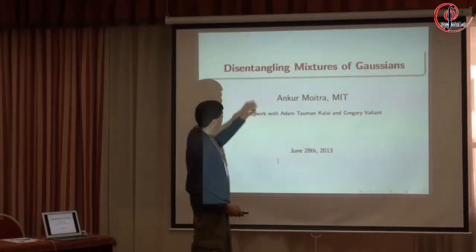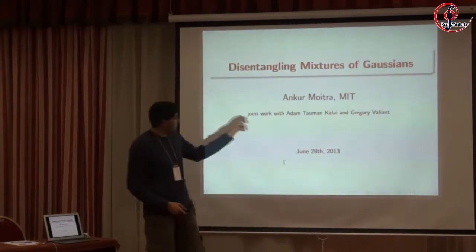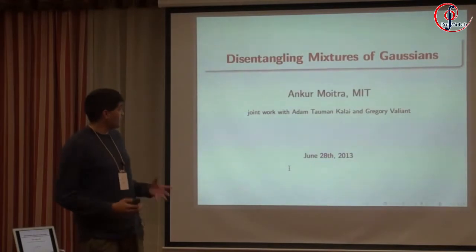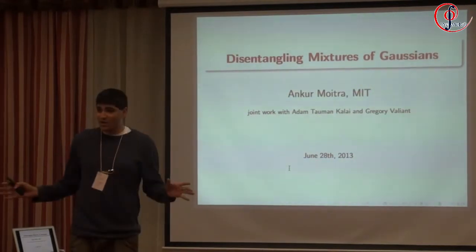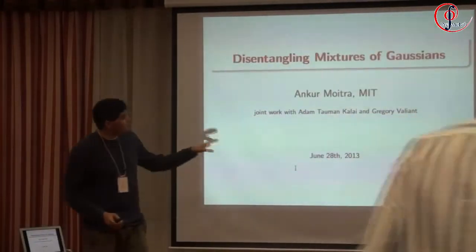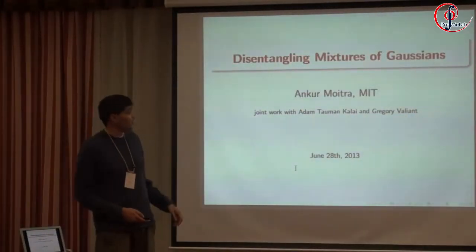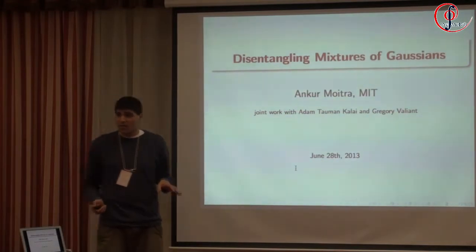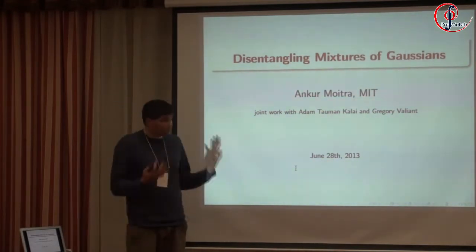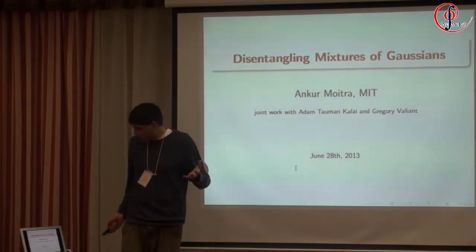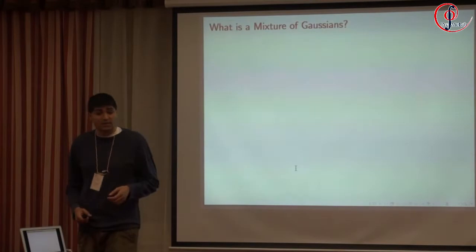And I'll be talking about disentangling mixtures of Gaussians, and this is based on joint work with Adam Klein and Greg Valiant. So let me start this talk off by first telling you that I'm not a statistician, I'm an algorithms person. And what I'll be talking about is revisiting some classic learning and statistics problems, but from the perspective of algorithms. Trying to understand, do we actually have matching algorithms which have reasonable running time that match some of the well-known estimators in, say, statistics.